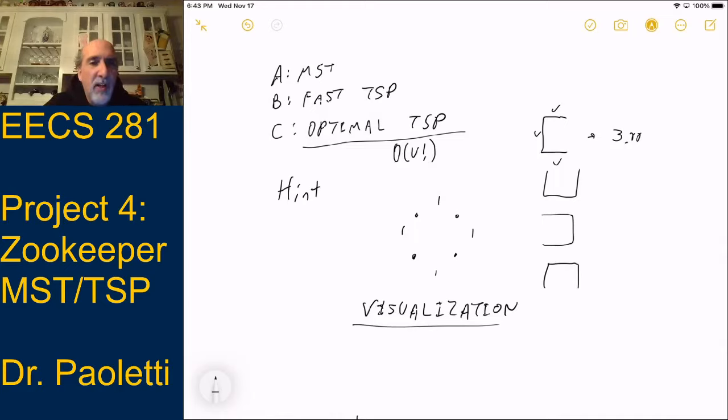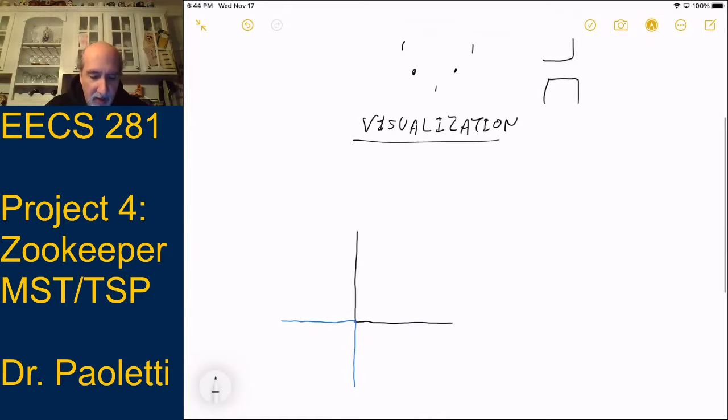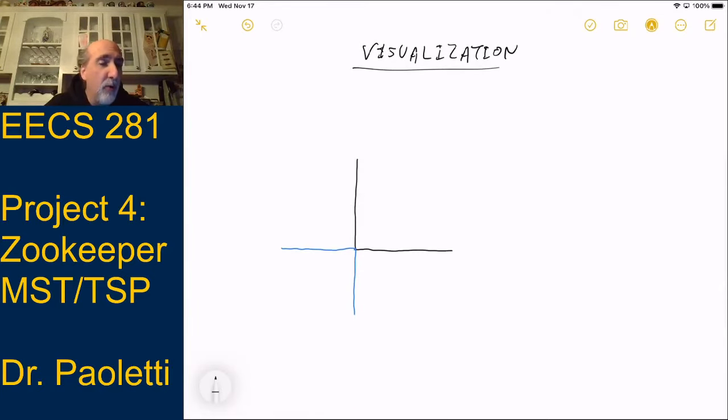Okay, now in part A, the project is Zookeeper, and we've got to plan out some routes between different displays in our zoo that people are going to visit. One thing about part A is that there are 3 regions to the graph. There's the region, let's say here, which would be in geometry terms quadrants 1, 2, and 4.